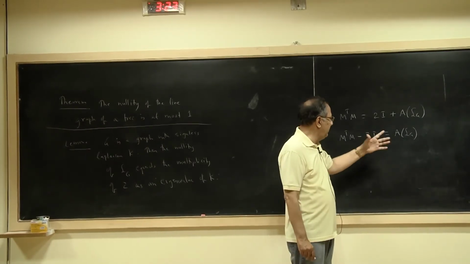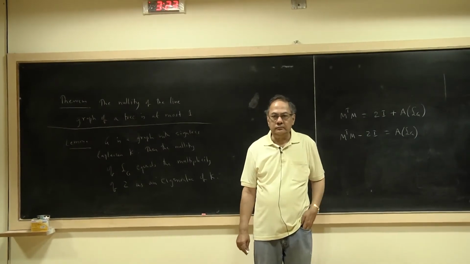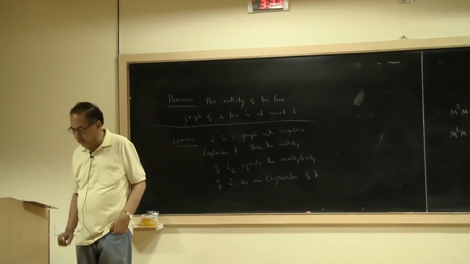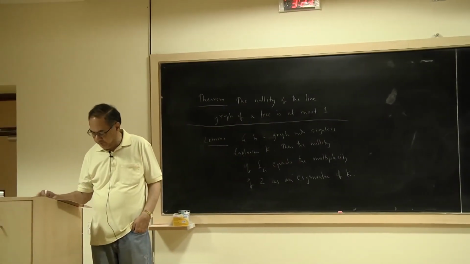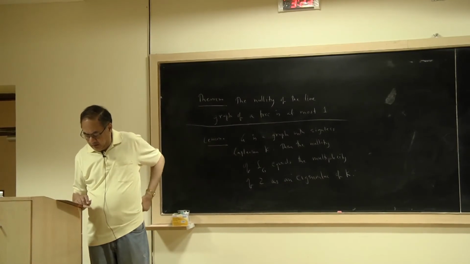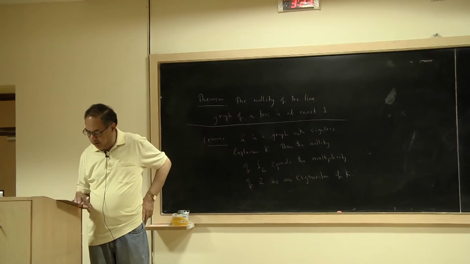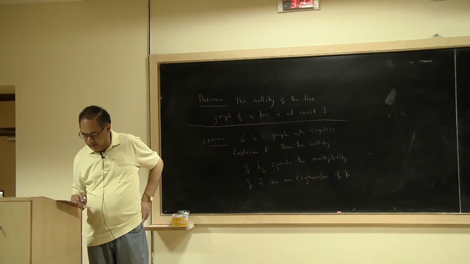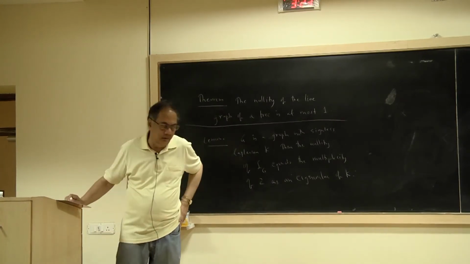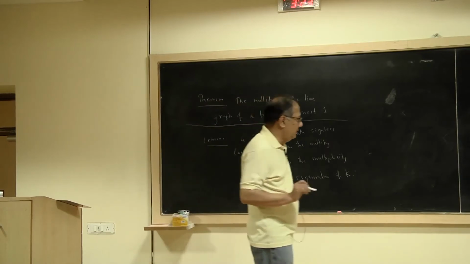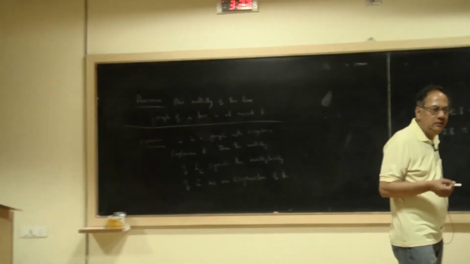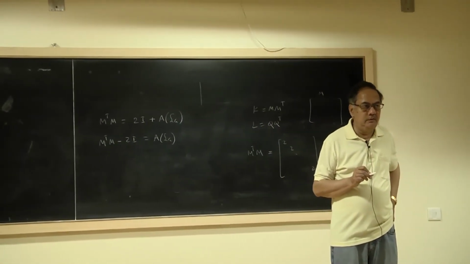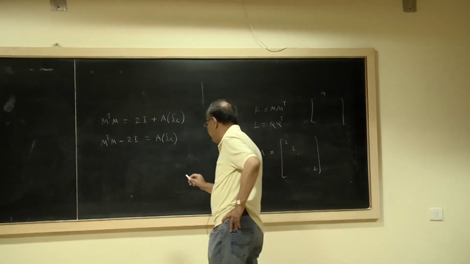But keep in mind this connection between M transpose M and the adjacency matrix of the line graph. Okay, there is something about polynomials. I think this is also coming as an exercise, but I will discuss it here. Do you know, if you have a monic polynomial? A monic polynomial means the largest degree coefficient is 1. Suppose you have a monic polynomial with integer coefficients.